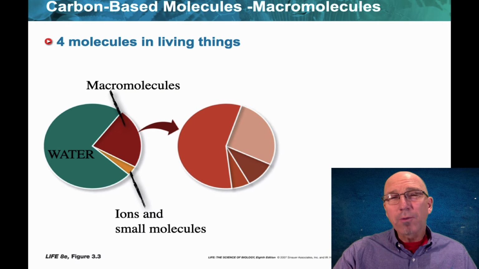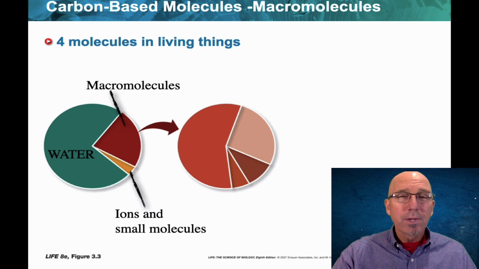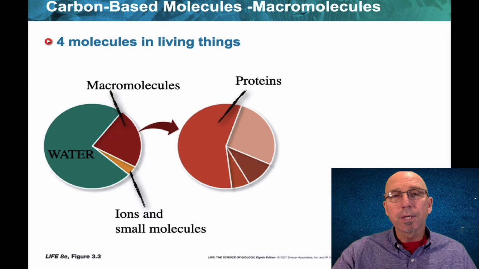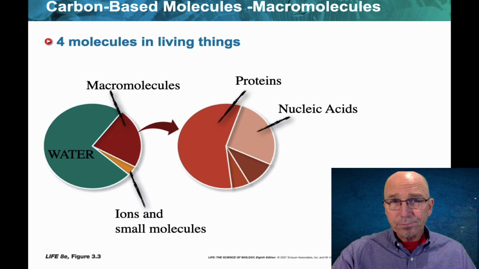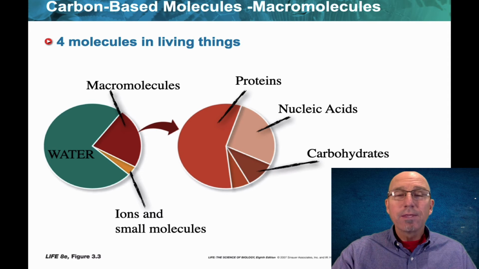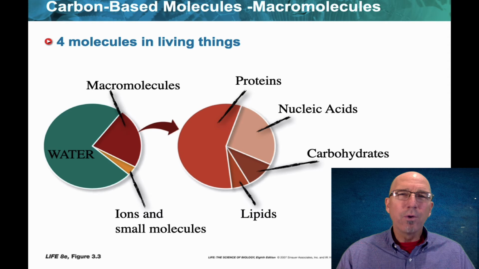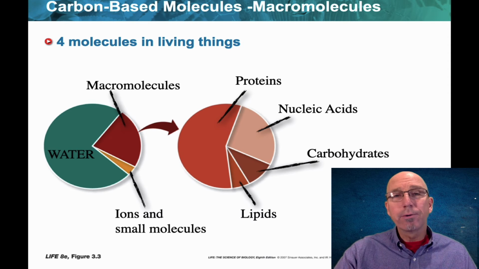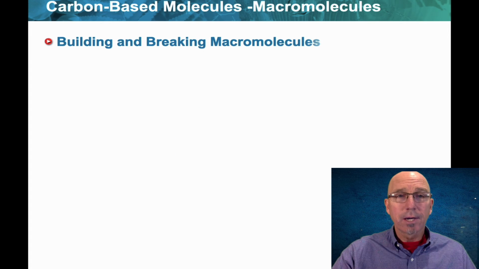But if we take the macromolecules and break those out and ask, of the macromolecules, what are they? Number one, we have proteins, which make up more than 50% of living materials. We have nucleic acids, so things like DNA and RNA. This screencast is not going to talk about nucleic acids. We're going to save that. Then we're going to talk about carbohydrates and lipids. Lipids you probably know better as fats and oils. So we're going to hit proteins, carbohydrates, and lipids in this screencast.